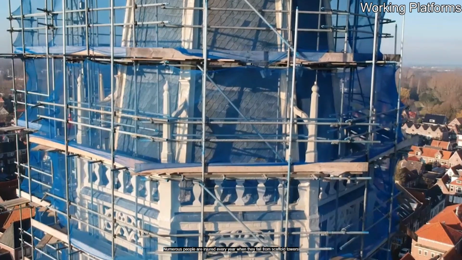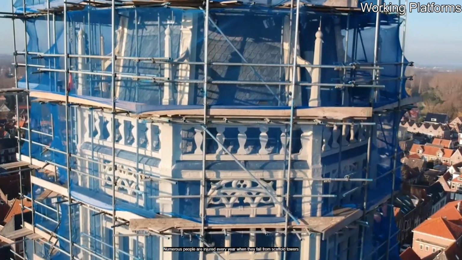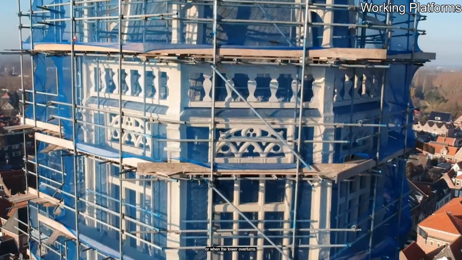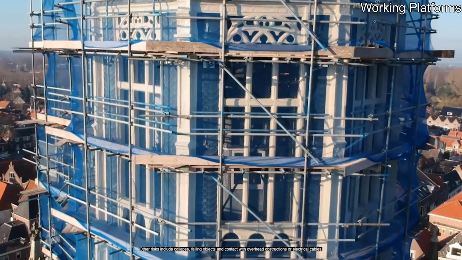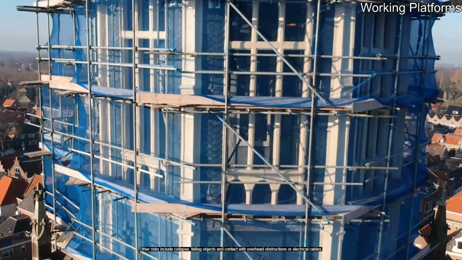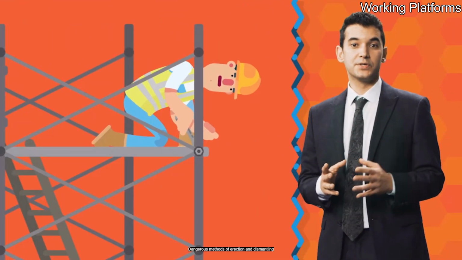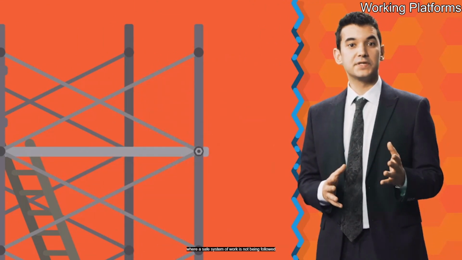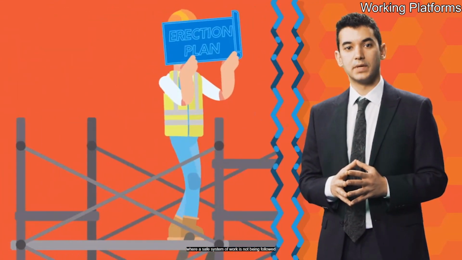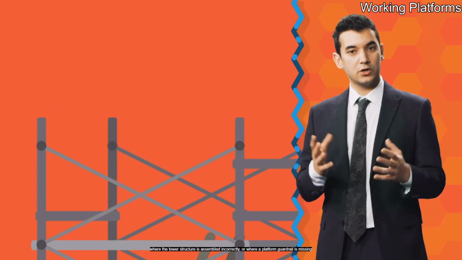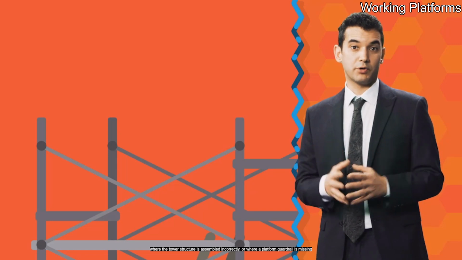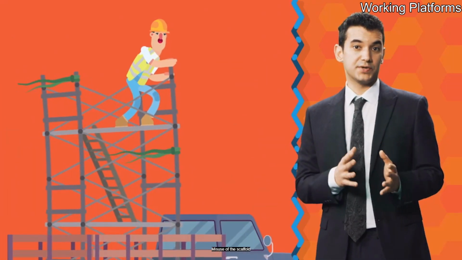Numerous people are injured every year when they fall from scaffold towers or when the tower overturns. Other risks include collapse, falling objects, and contact with overhead obstructions or electrical cables. Beyond these hazards, other causes of incident include dangerous methods of erection and dismantling, where a safe system of work is not being followed. Defects in the erected scaffold, where the tower structure is assembled incorrectly, or where a platform guardrail is missing. Misuse of the scaffold.